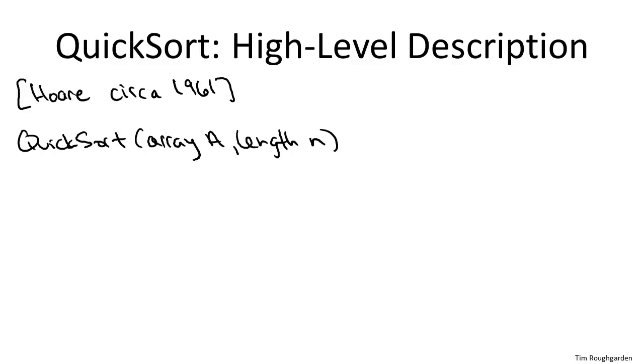So just like in merge sort, this is going to be a divide and conquer algorithm. So it takes an array of some length n, and if it's an array of length 1, it's already sorted, and that's the base case, and we can return. Otherwise, we're going to have two recursive calls.